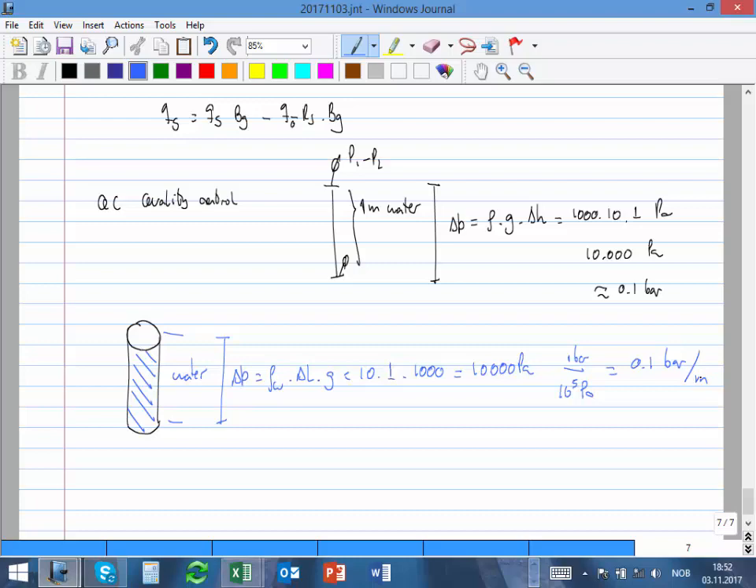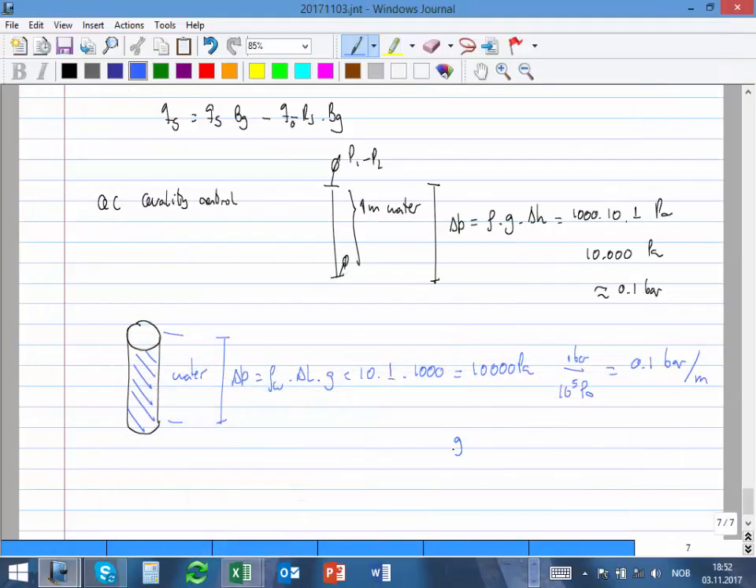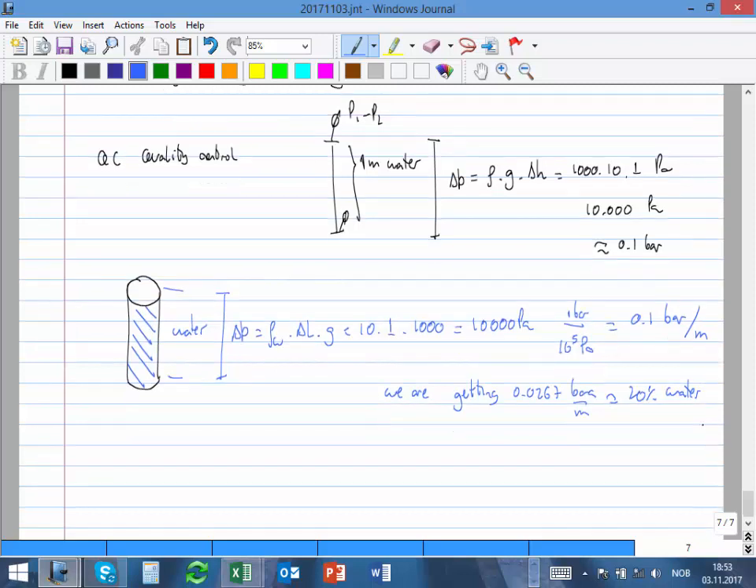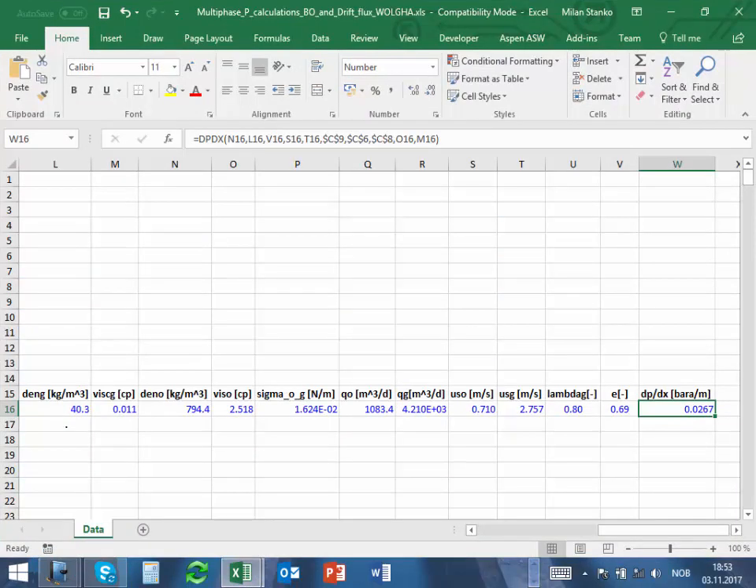And from our calculations we are getting 0.0267 bar per meter, and that means it's like 20% of the water. That kind of makes sense because in the real piece of pipe, 70% is filled with gas, and the gas density is not 1,000, but it's actually, how much is it? If we go here, it's 40. It's much, much lower. So it kind of makes sense, just as a quality control. Now next step, what do we have to do?